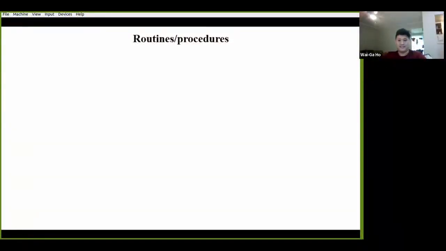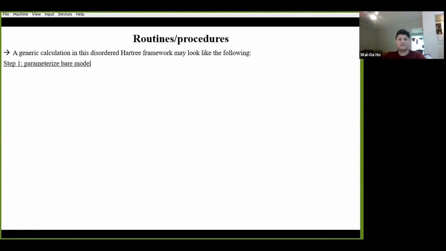All right, so I recognize that the last slide may have been kind of theory heavy. So just to see how different parts kind of work together, I thought it might be useful to run through what an example calculation might look like in this disordered Hartree framework. As a first step, we just parameterize the bare problem to establish what things look like without any perturbation. So I'll set my lattice geometry, my filling, my hopping, and such, all at this step.